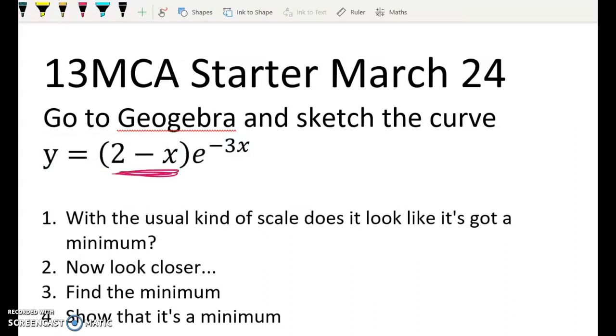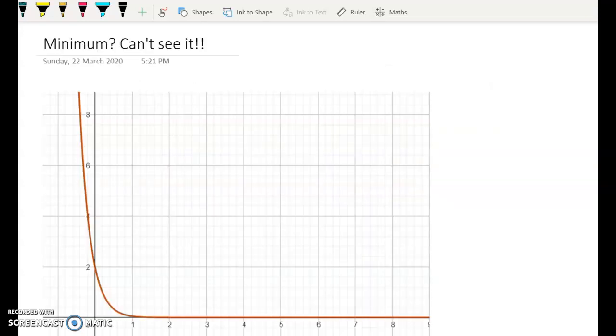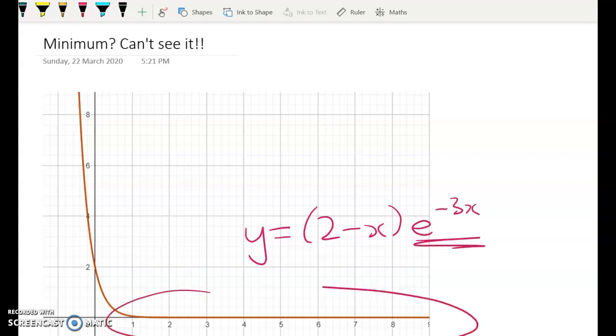So you can see that it's got something times a something. So this exponential is going to have mainly that shape, but it's going to be multiplied by this thing here. So when you draw that in Geogebra, I've done a screenshot of what you get when you do your usual sort of scale, right? So it looks like this, and that kind of makes sense because we've got y equals (2 minus x) times e to the negative 3x. So this part is pulling us down here very quickly, and it's being times by a linear thing, right?